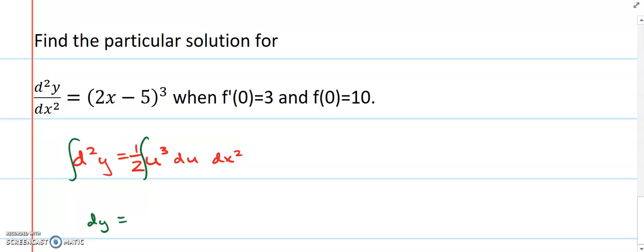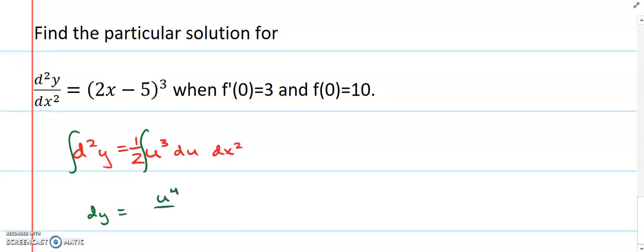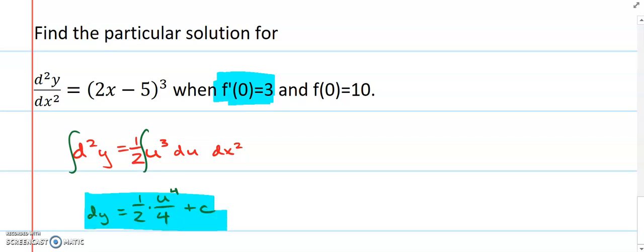So you just have dy over here. On this side, antiderivative says that you make this u to the 4th power over 4. That 1/2 is still there, plus c. There's still going to be a dx there, but we can hold off on that for a second. F prime of 0 is 3. Plug this information in. At this point, we need to use our first initial condition. It says that y prime is equal to 3 when x is 0. Means plug in 0. That means your c value has to be 3.